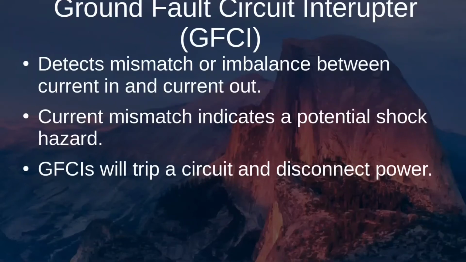GFCIs, or ground fault circuit interrupters, are also a method of circuit protection. This essentially detects a mismatch or imbalance between current going into the device and current going out of the device. If there's any discrepancy or any change in current flow between the input and output, that GFCI is going to trip. These are commonly found in kitchens and bathrooms, and they're for your protection. The current mismatch indicates a potential shock hazard, and that's why they are activated to protect you from an electric shock.